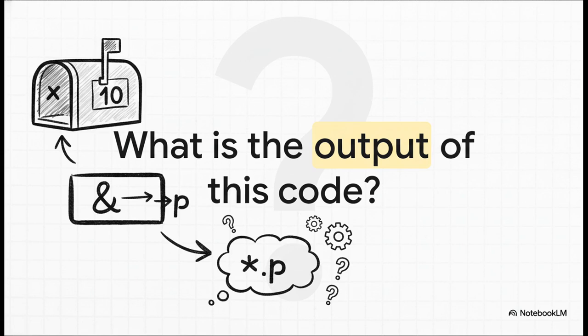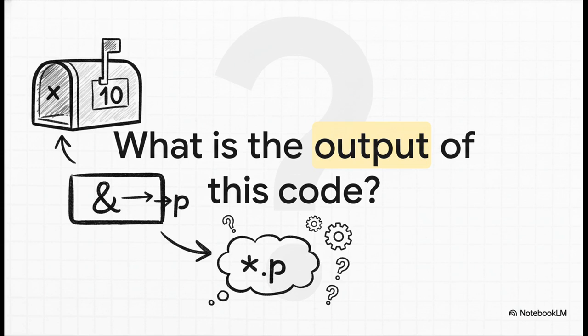Let's break down this code. First line, int x = 10. Super simple. We've got a variable x with the value 10. Next line, int *p = &x. Okay, so here we're creating an integer pointer. We're calling it p, and we're setting it equal to the address of x, using that ampersand key. So p is now pointing right at x.